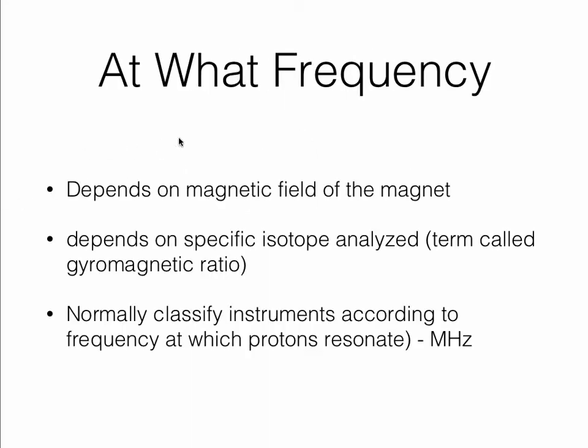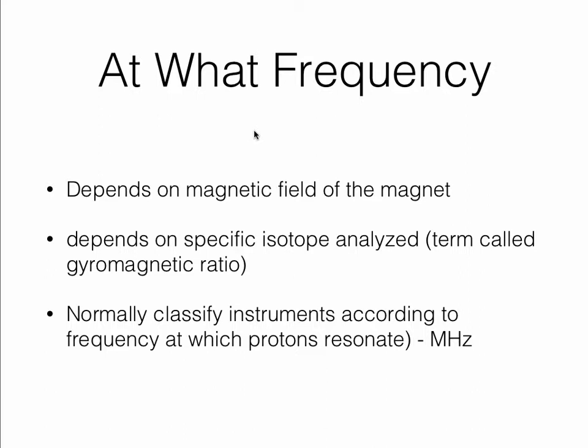And so the frequency you're measuring is the frequency at which the magnetic moment goes from with the field to against the field. What frequency is that going to be? That depends on how strong your magnet is. It depends on what specific isotope you're analyzing. Each isotope has its own magnetic strength, and that term is often called the gyromagnetic ratio.